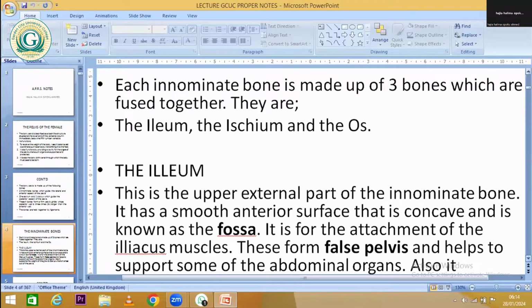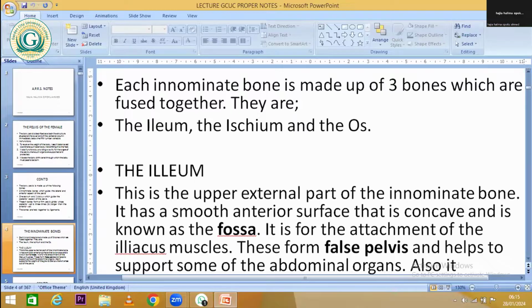The innominate bones. Each innominate bone is made up of 3 bones which are fused together. They are the ilium, the ischium, and the os pubis. The ilium is the upper external part of the innominate bone.